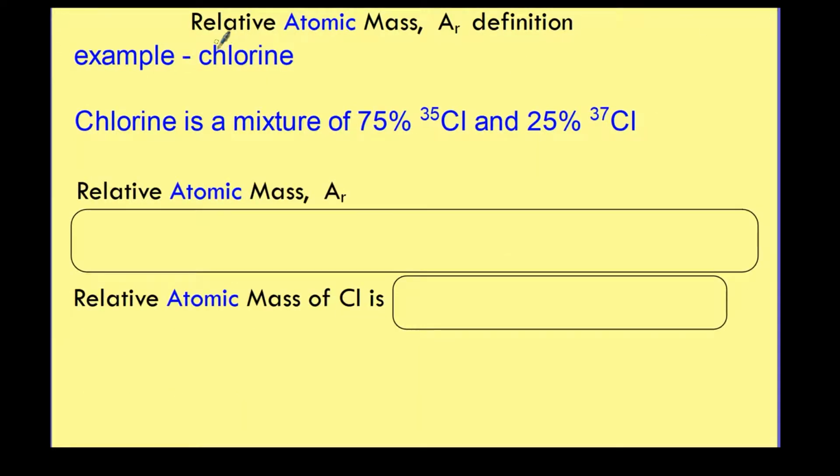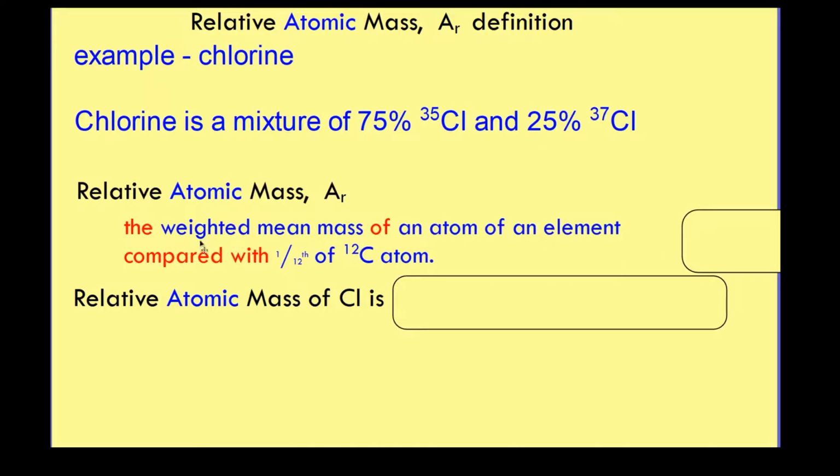Right, we can move on to relative atomic mass, and the definition for that is as follows. It's the weighted mean mass of an atom of an element compared to 1/12 of the carbon-12 atom. So this bit here is the same.